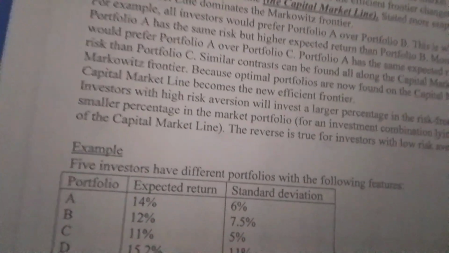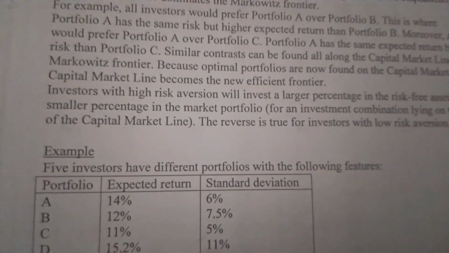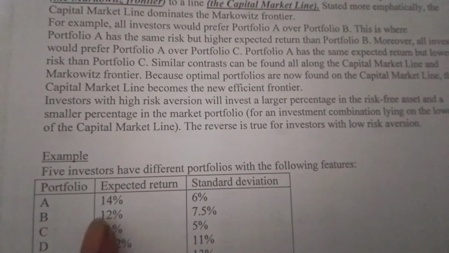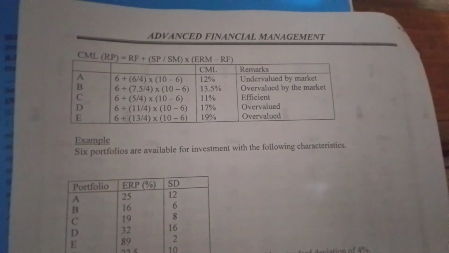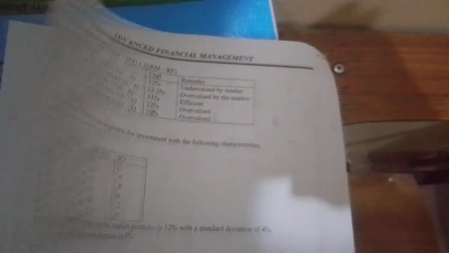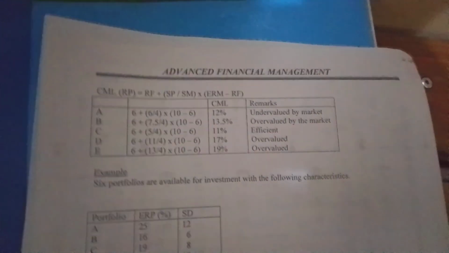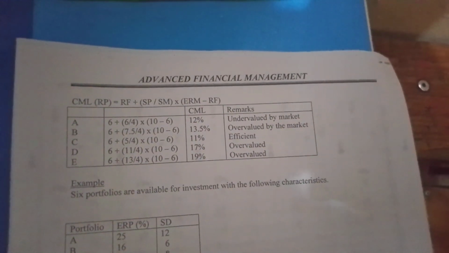For B, you have 12% expected. Our calculation using the capital market line, what do you get? 13.5. So 13.5 we are comparing with the 12. 13.5 is more, so that is overvalued by the market.